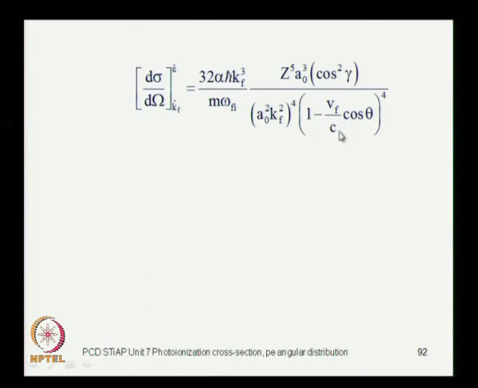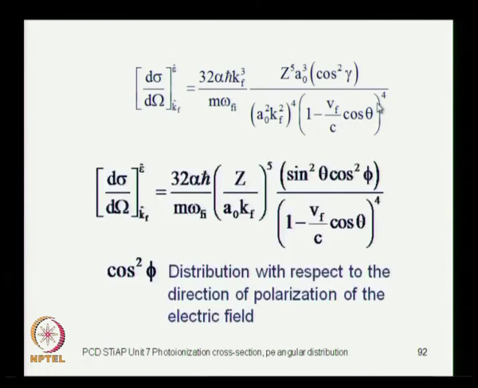So, you have got 1 minus v over c cosine theta to the power 4, you need the 4th power, you have got the cos square of gamma distribution, and this we have already seen to be equal to sine theta cosine phi, you have got the square of this. So, the differential cross section per unit solid angle in a given direction for photo ejection has got this cos square phi distribution, it goes as the square of the cosine of the azimuthal angle with respect to the zx plane. So, this is an extremely important result in photoionization physics.